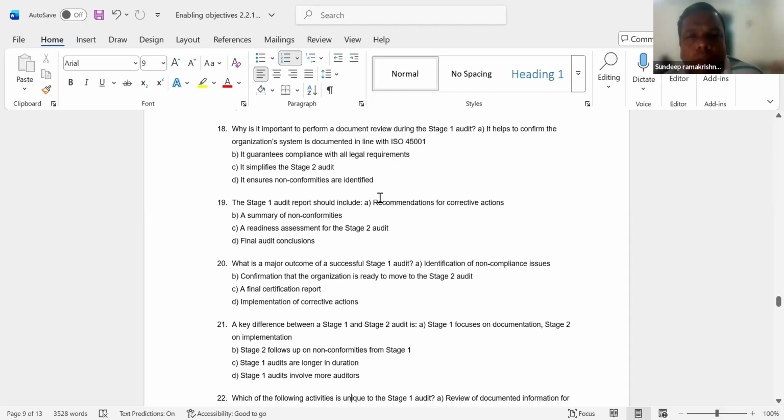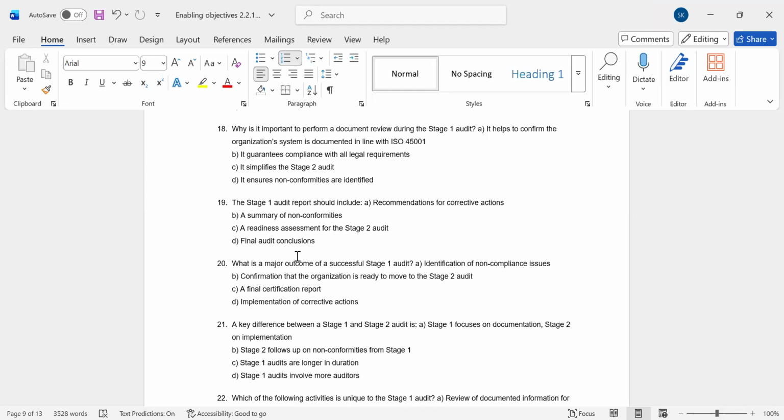Right. Question number 19. The stage 1 audit report should include: A. Recommendations for corrective actions. B. A summary of non-conformities. C. A readiness assessment for the stage 2 audit. D. Final audit conclusions. I think C. It's C, sir. Yeah, C is the right answer.